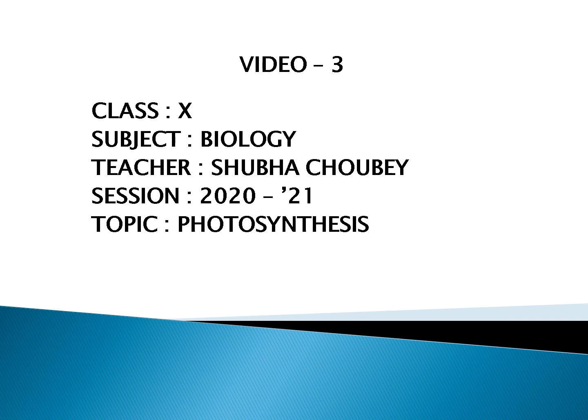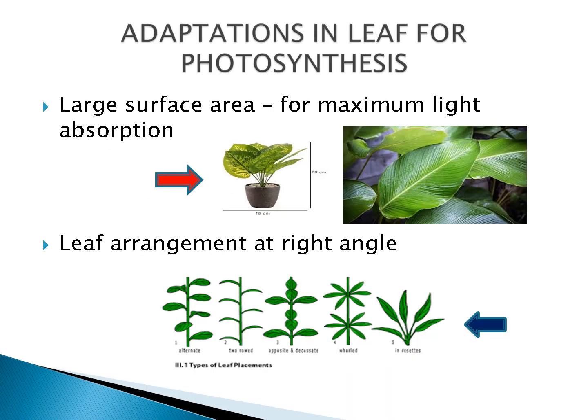We are continuing chapter photosynthesis. This is the third video of the chapter. By now you have already learnt about the entire process of photosynthesis. Let's proceed with the adaptations in leaves for the process of photosynthesis. There are various adaptations in leaves which facilitate the process of photosynthesis. So let's discuss one by one.